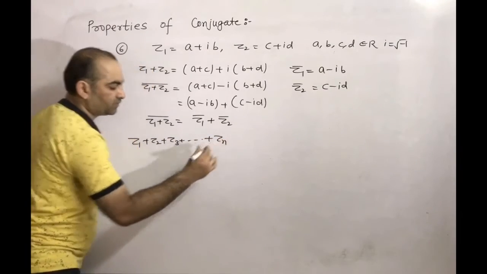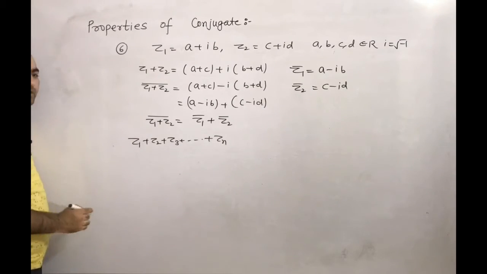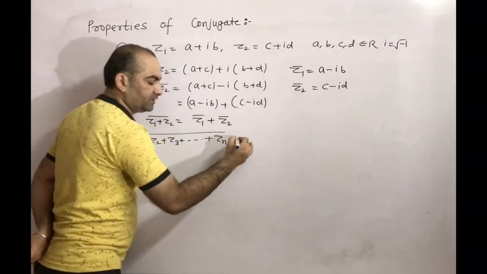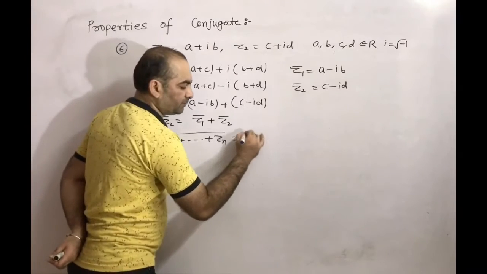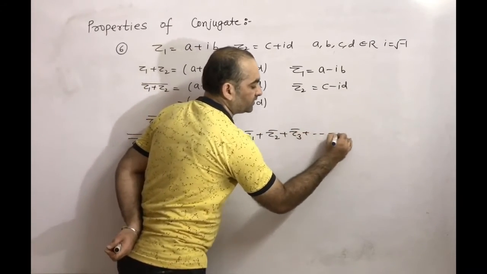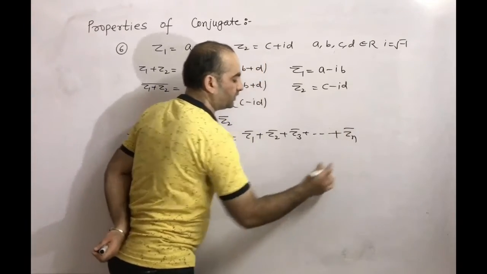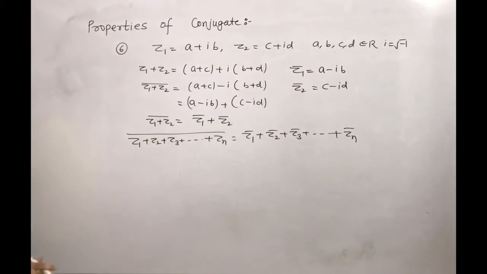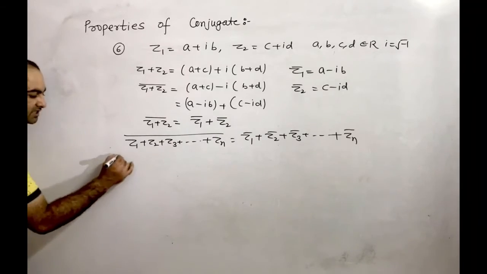Okay. So we have the summation of n complex numbers. If we take the whole bar, this is equal to z1 bar plus z2 bar plus z3 bar and so on, plus zn bar. Okay, so these two are equal. Next property is property number 7.